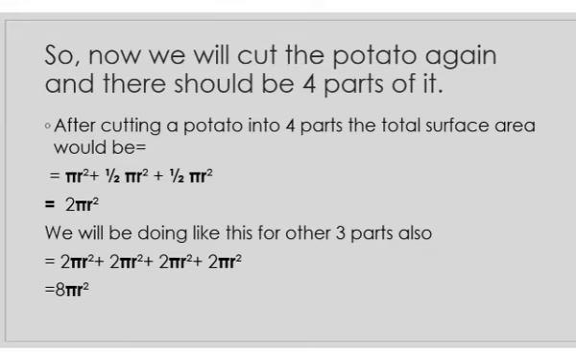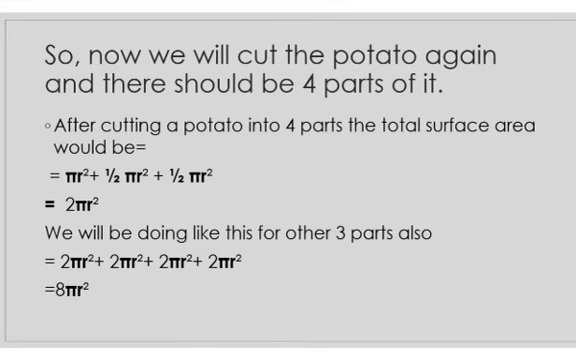So now we will cut the potato again and there should be 4 parts of it. After cutting a potato into 4 parts, the total surface area would be pi r square plus half pi r square plus half pi r square. The total is 2 pi r square. So we will be doing like this for the other 3 parts.